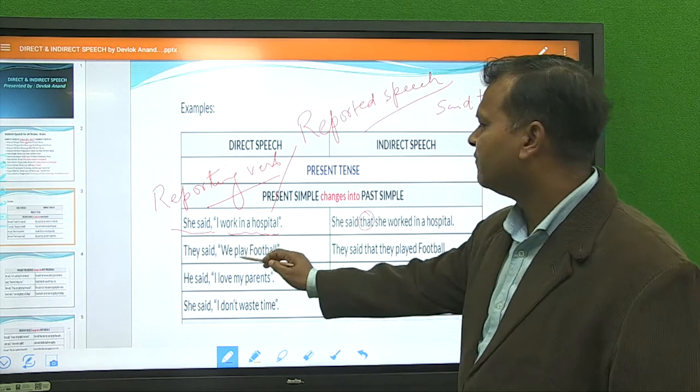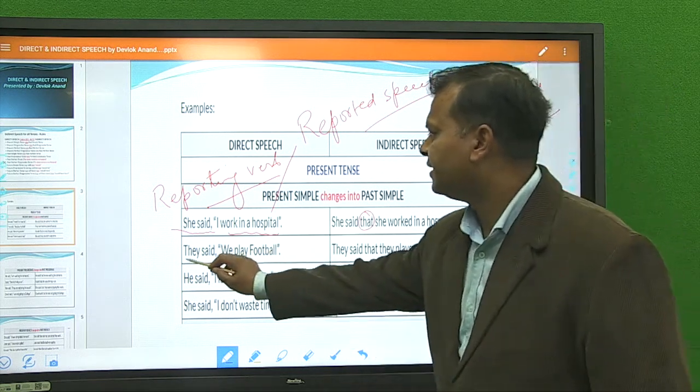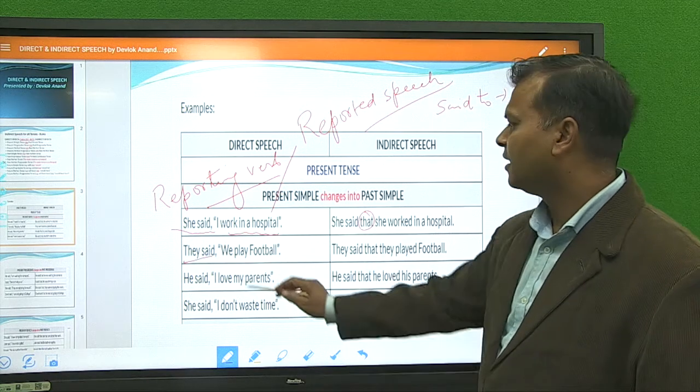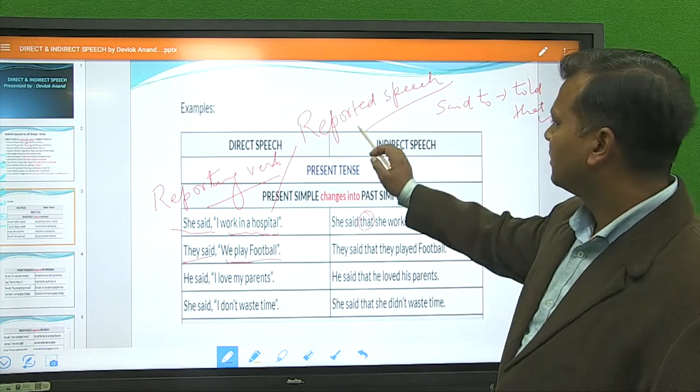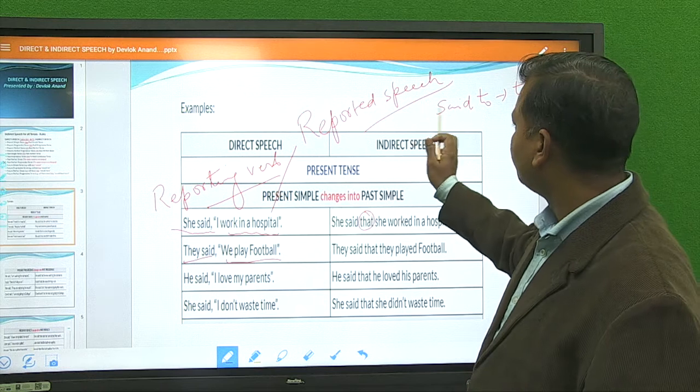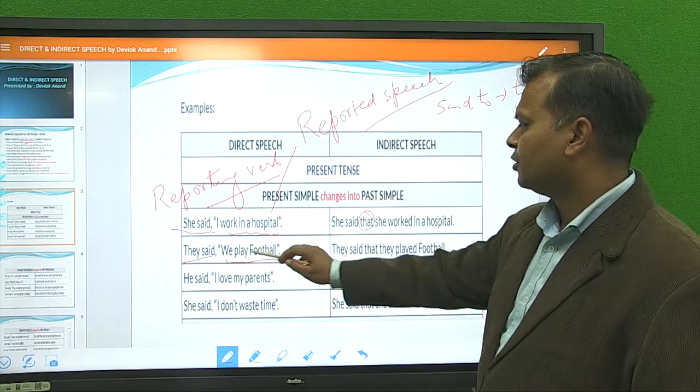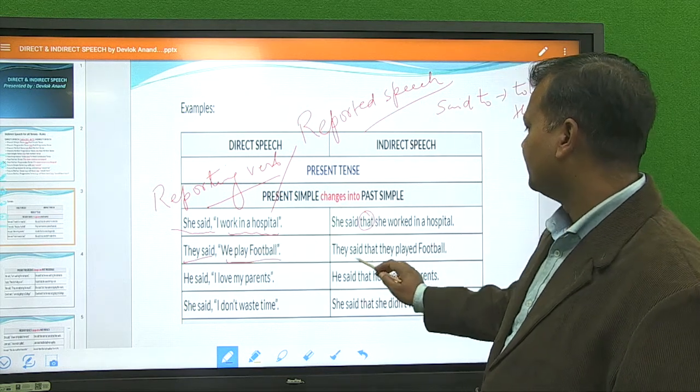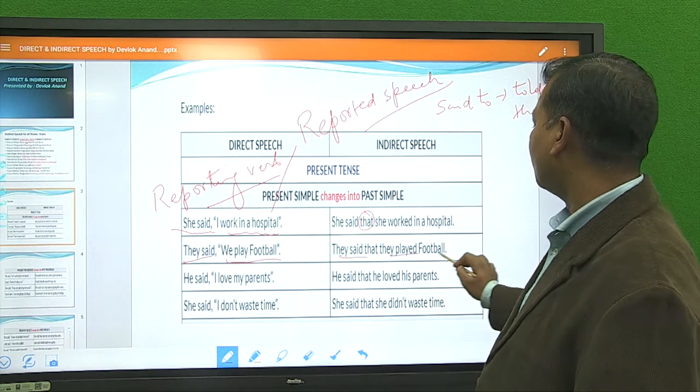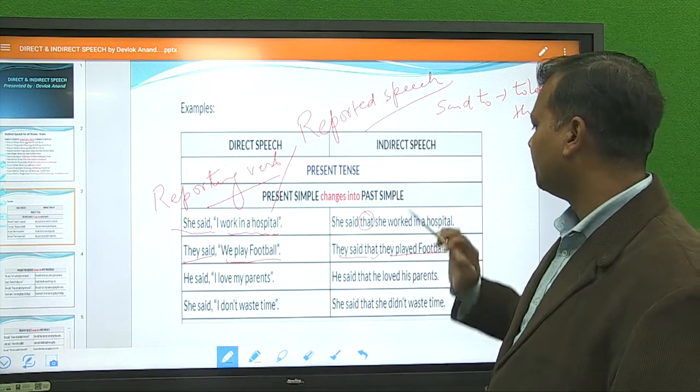Now, they said, we play football. Here, they said is the reporting verb in past tense, and we play football is reported speech in simple present. So, they said that they played football.